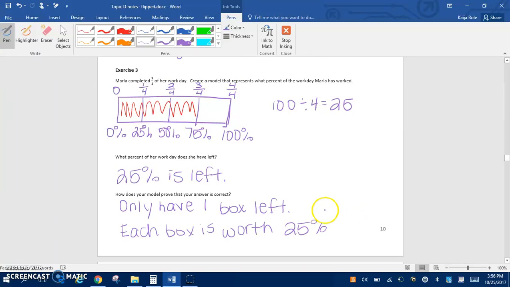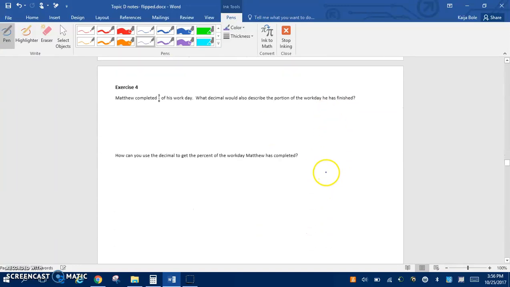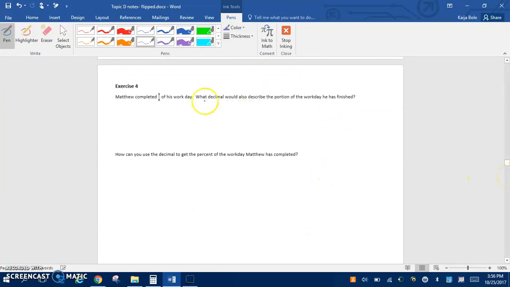Alright, let's do one more on the next page. The top, just exercise 4. It says Matthew completed 5/8 of his workday. What decimal would also describe the portion of his workday that he has finished? So we're looking at 5/8 here, and we're trying to get that into a decimal.